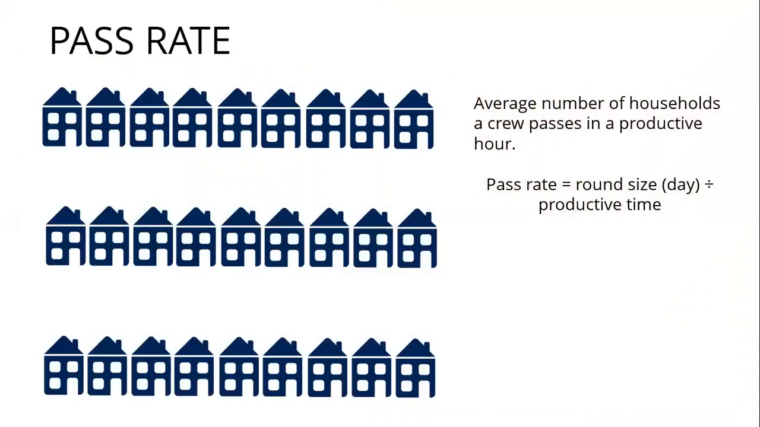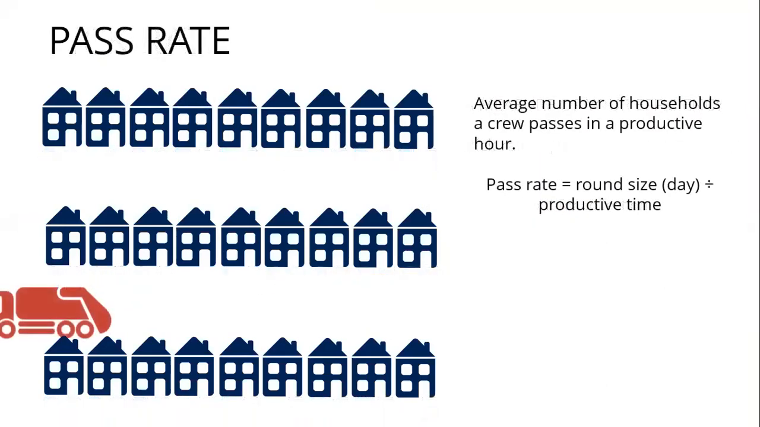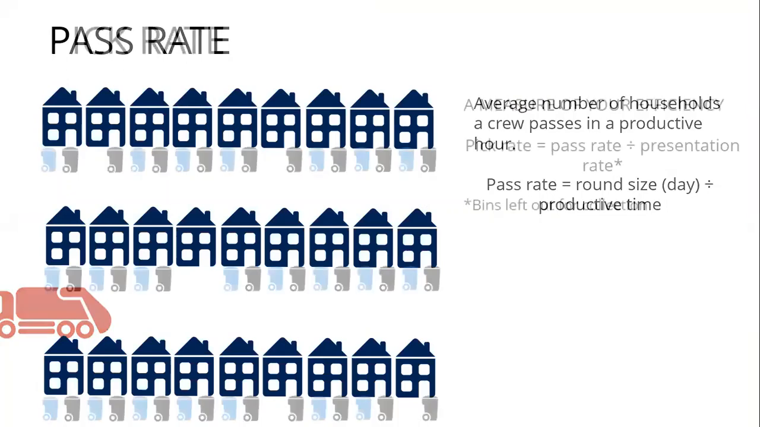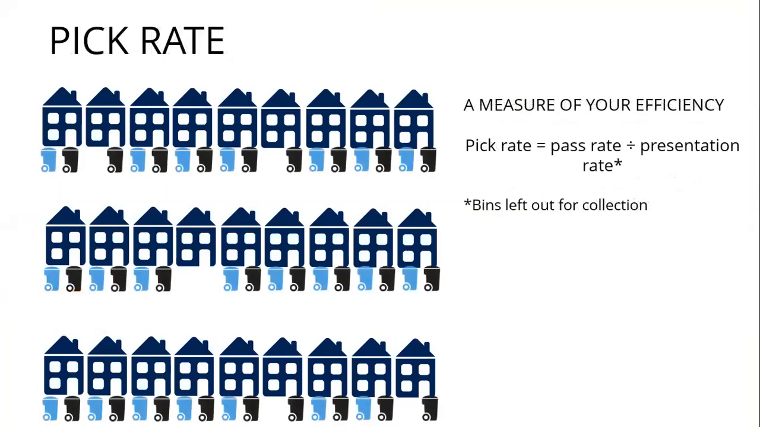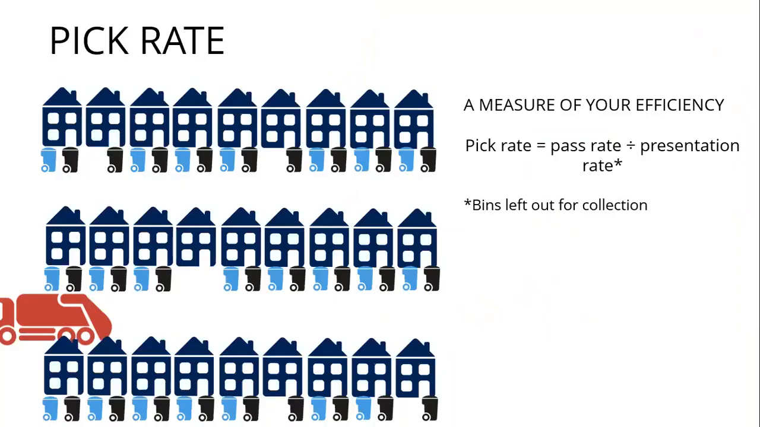The pass rate is the average number of households a crew passes in a productive hour. So the equation is the round size, which is in day, divided by the productive time. This is different from the pick rate. The pick rate is a good measure of your efficiency. The pick rate is the pass rate divided by the presentation rate, and by presentation rate, we're talking about the percentage of bins left out for collection.